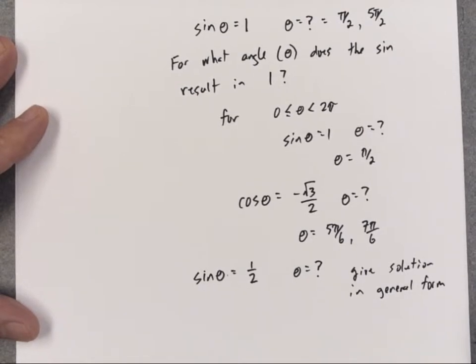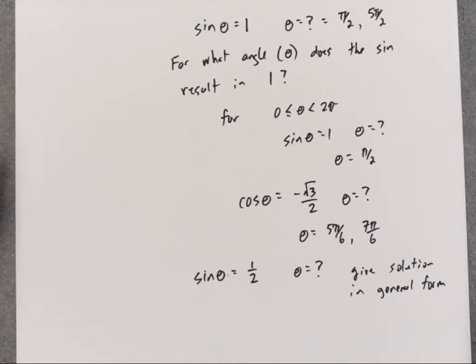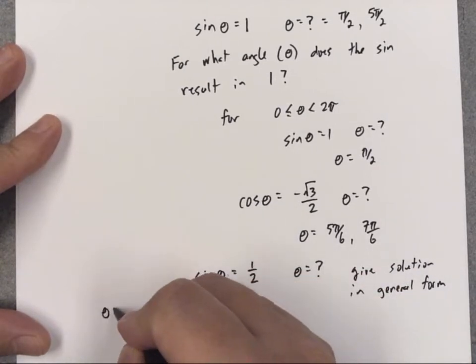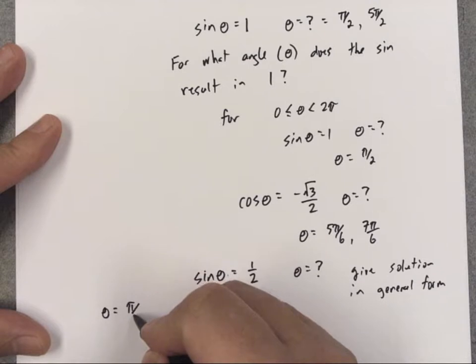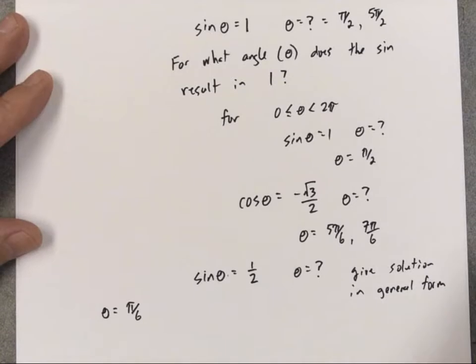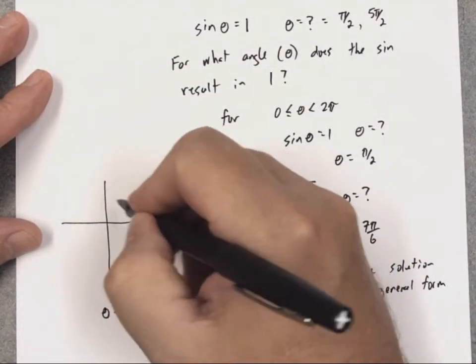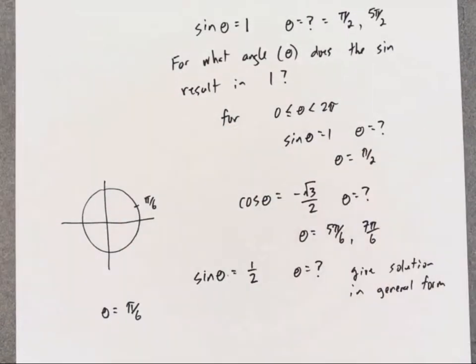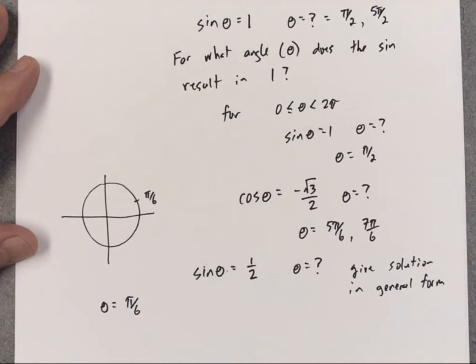So once again, in my head, I'm going to the unit circle, and I'm going to try to find some of my special angles where the sine is 1/2, which means where the y value is 1/2. And the first one I can think of is pi over 6. Of course, you realize pi over 6 is right here. So that is a solution.